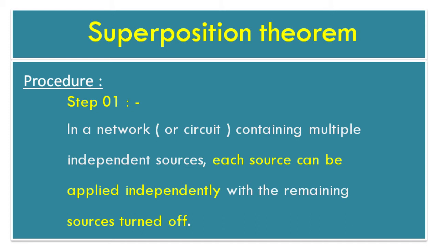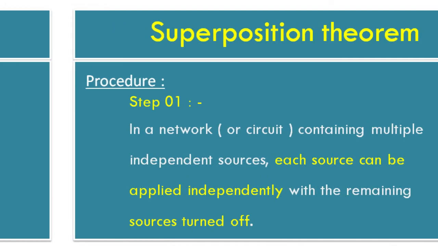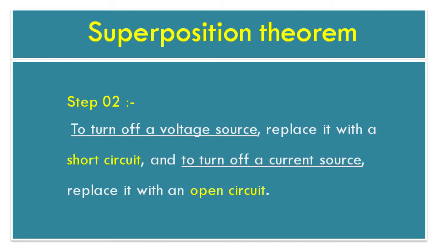Let's study the procedure of superposition theorem. Procedure step 1. In a network or circuit containing multiple independent sources, each source can be applied independently with the remaining sources turned off. Procedure step 2. To turn off a voltage source, replace it with a short circuit, and to turn off a current source, replace it with an open circuit.